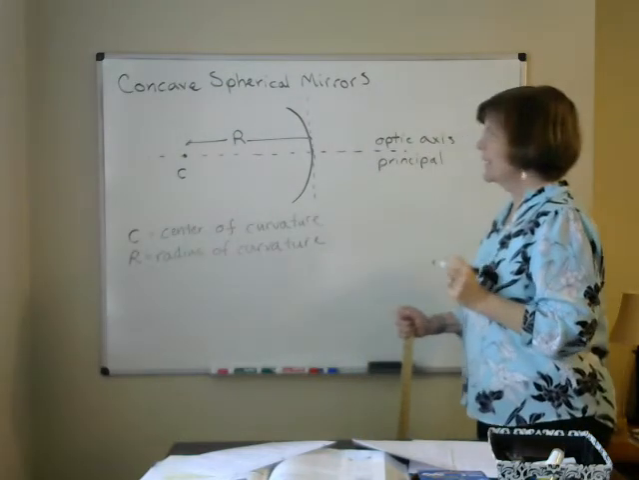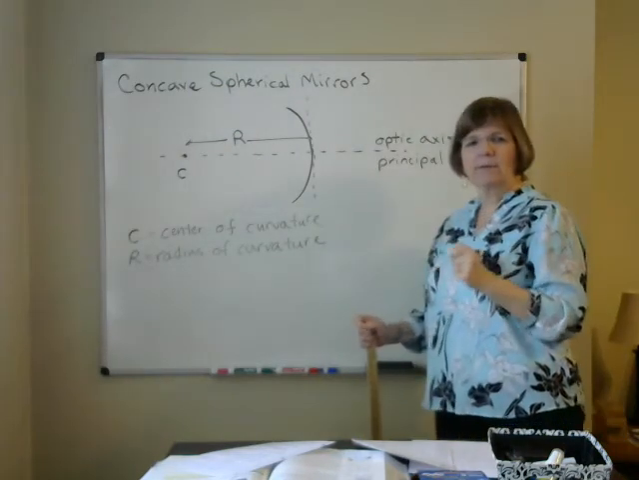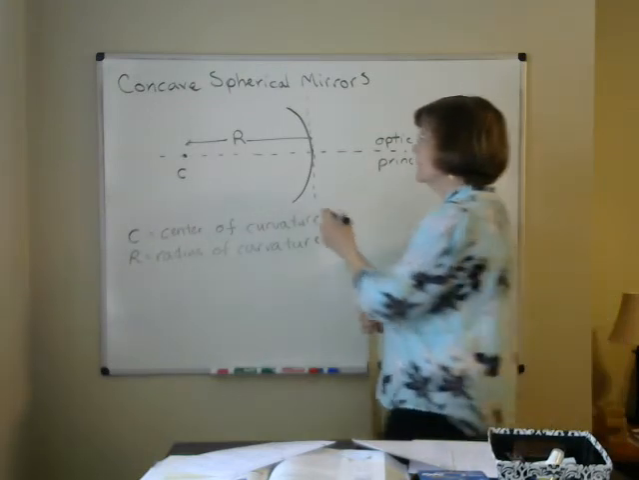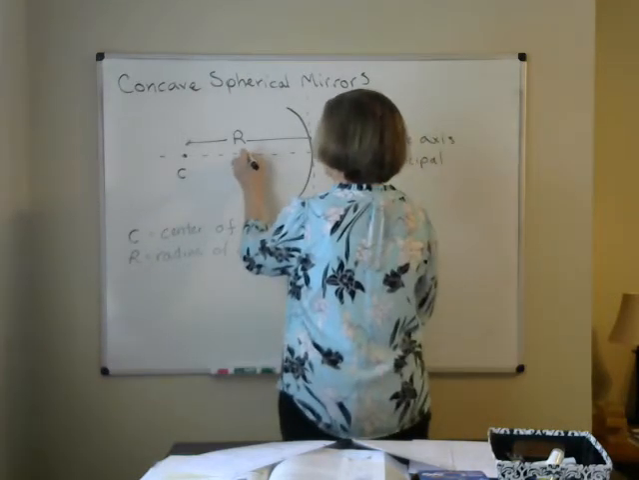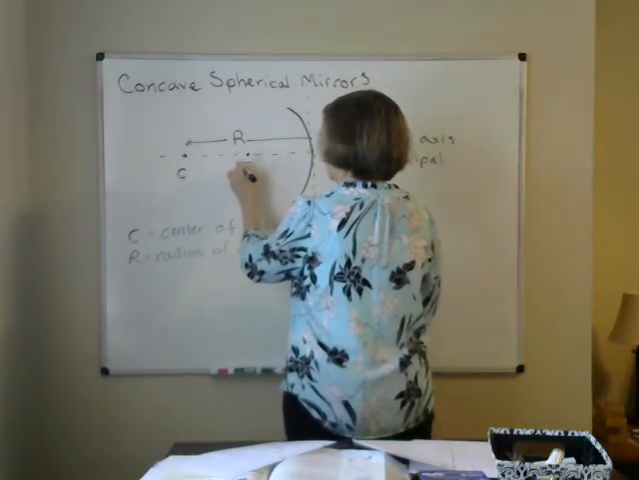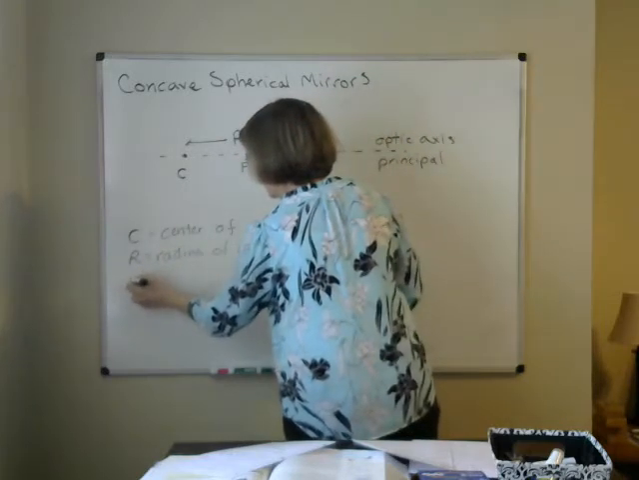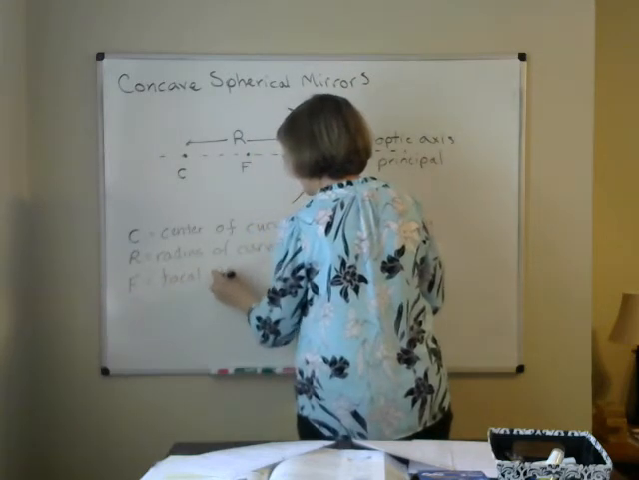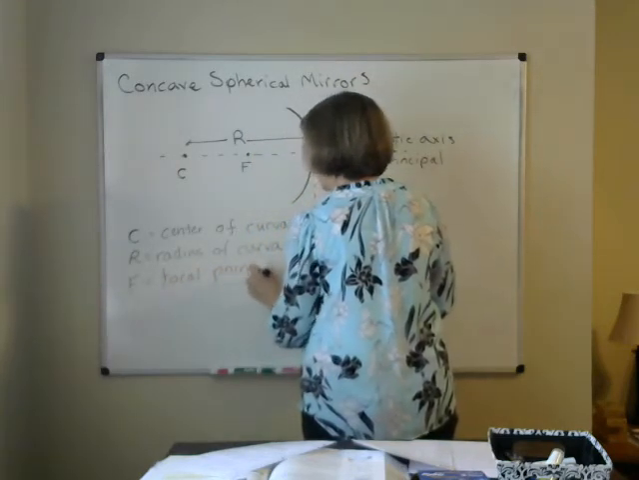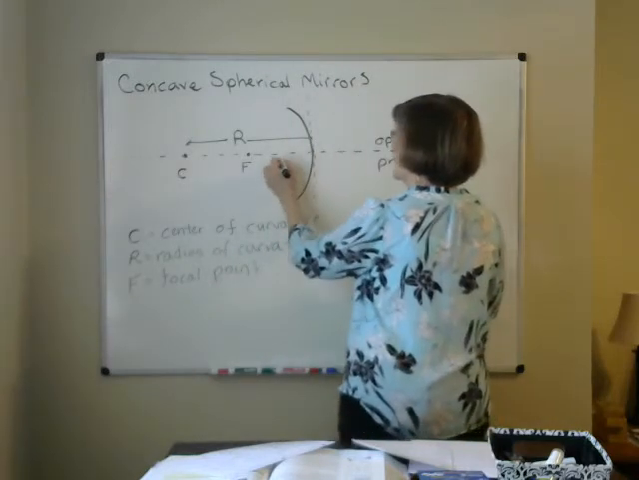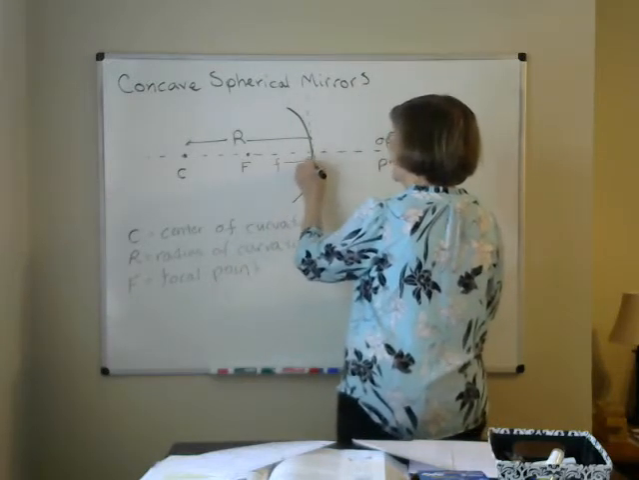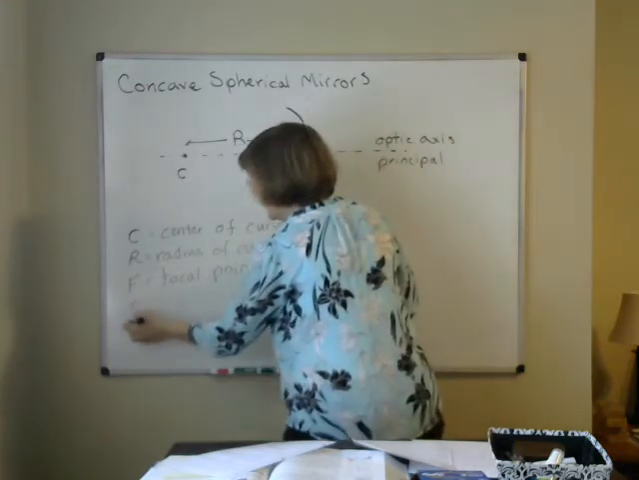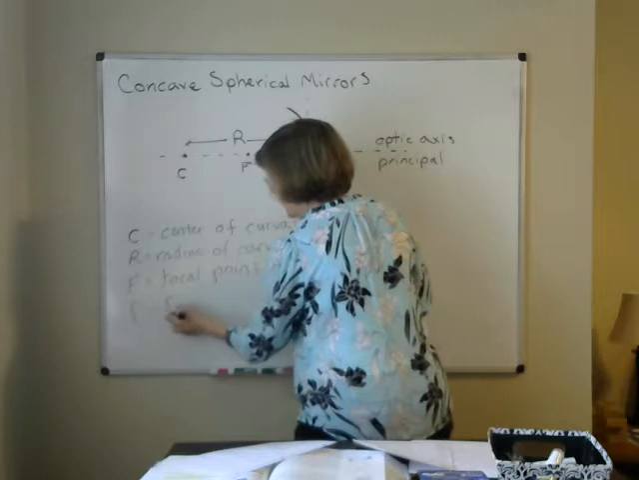There is a point halfway between the center of curvature and the mirror itself. That is the focal point, capital F. That is the focal point. And finally, this distance from the mirror to the focal point, lowercase f, is the focal length.